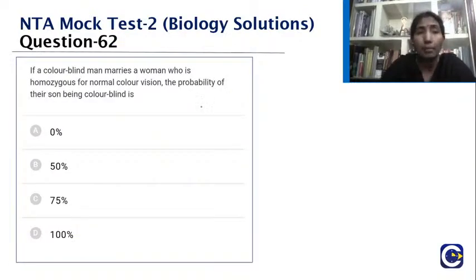If a colorblind man marries a woman who is homozygous for normal color vision, the probability of their son being colorblind is 0%, 50%, 75% or 100%. I hope you know what colorblind is. Let me discuss.